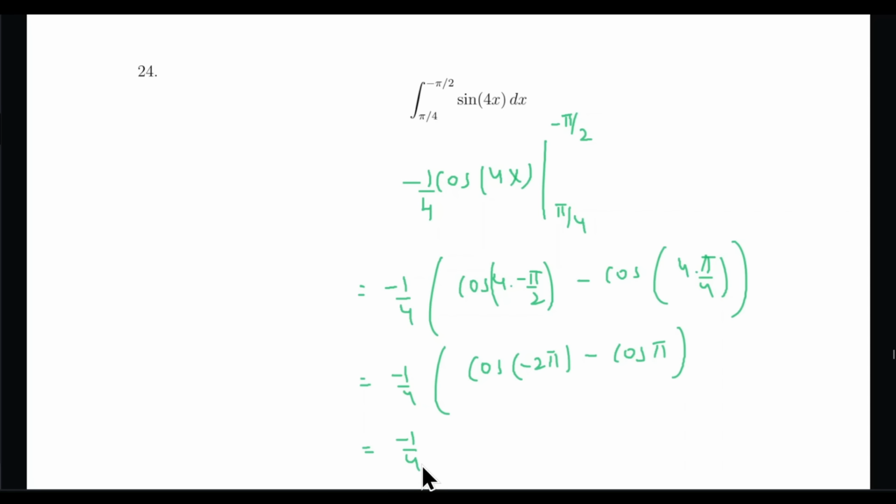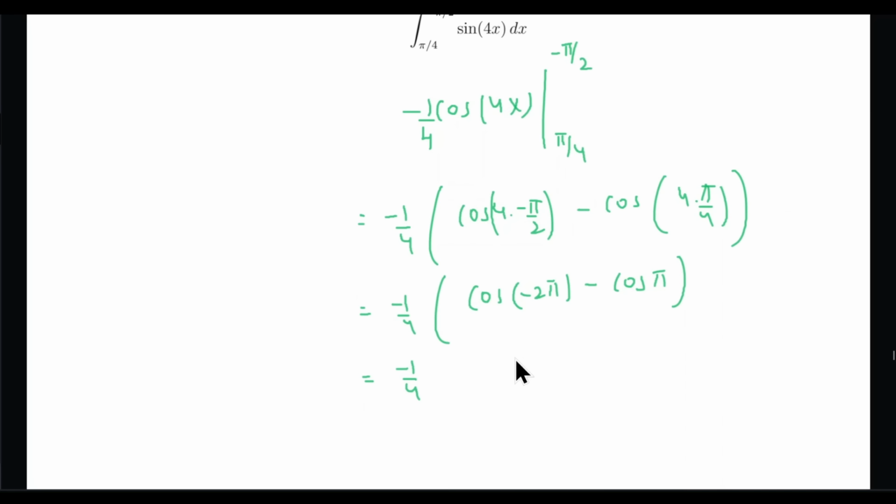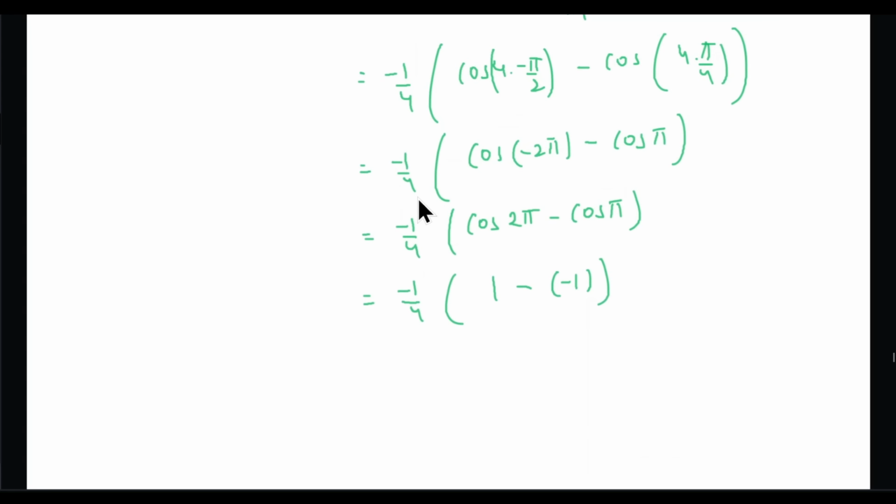Cos of negative 2 pi, remember cos is an even function, so the negative sign sitting inside just disappears. So it's cos 2 pi minus cos pi. Cos 2 pi is 1 and cos pi is minus 1. No calculators allowed. I hope you remember your unit circle stuff.